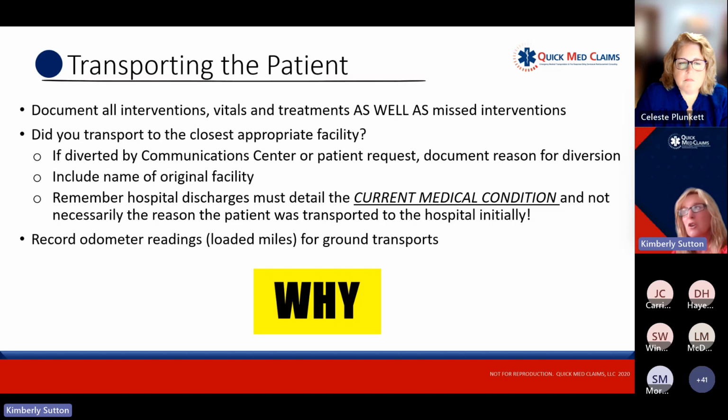Remember that hospital discharges must detail what's going on right now. It can't just describe what the patient came in with. It needs to be what the current condition of that patient is while they are leaving the hospital.